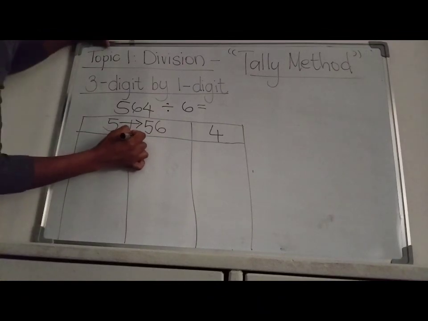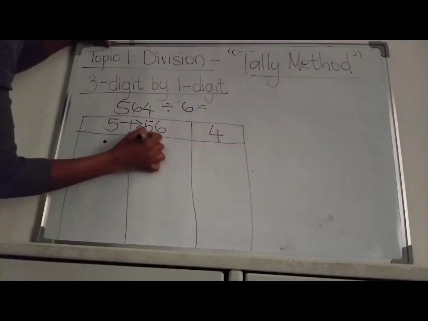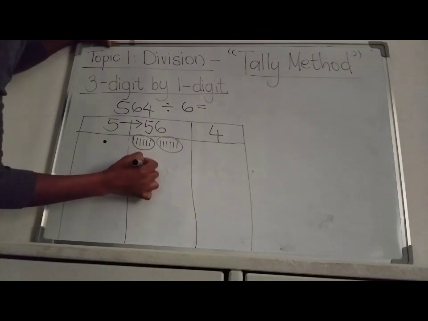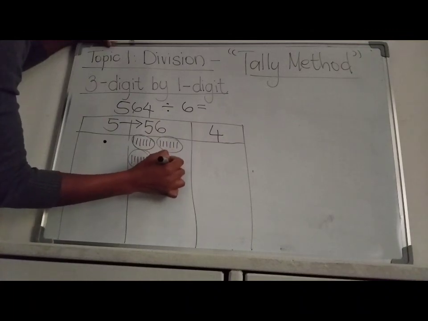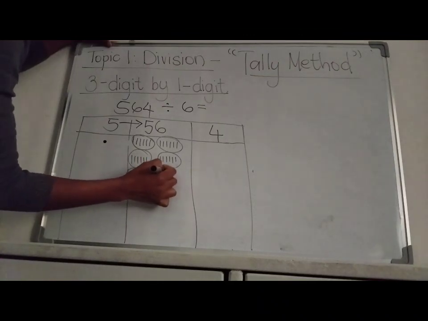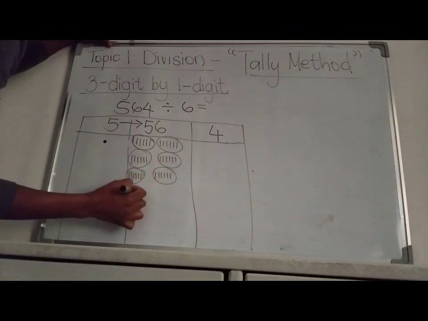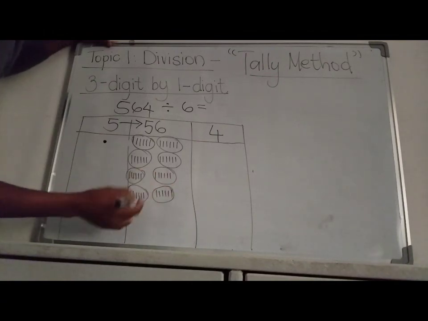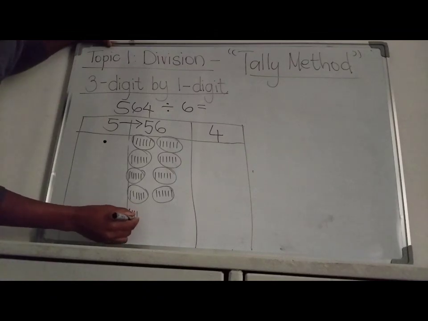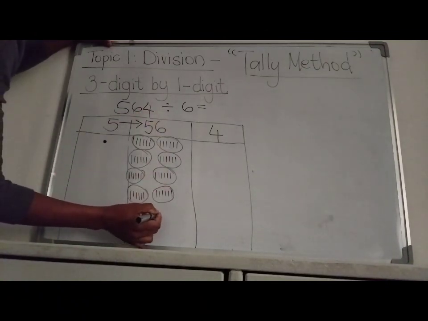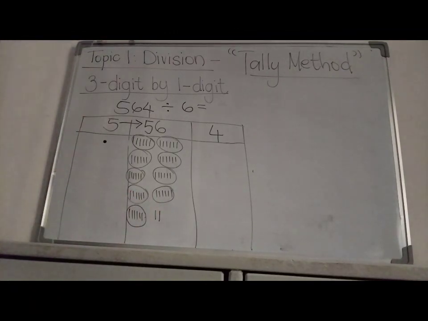Ne? 1, 2, 3, 4, 5, 6, 7, 8, 9, 10, 11, 12, 13, 14, 15, 16, 17, 18, 19, 20, 21, 22, 23, 24, 25, 26, 27, 28, 29, 30, 31, 32, 33, 34, 35, 36, 37, 38, 39, 40, 41, 42, 43, 44, 45, 46, 47, 48. Make sure it's 6. 49, 50, 51, 52, 53, 54, 55, 56, ne?